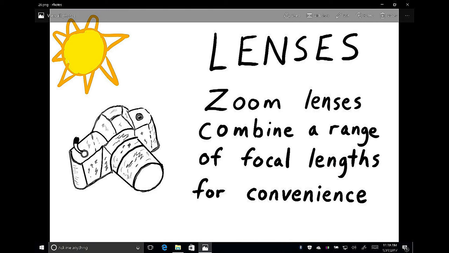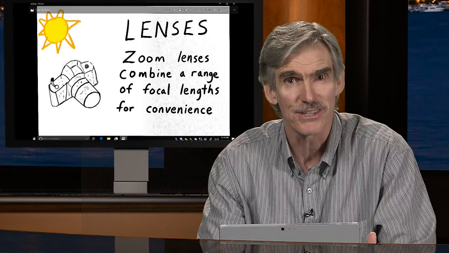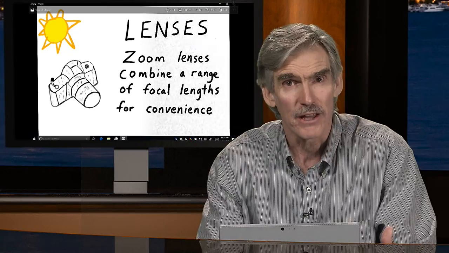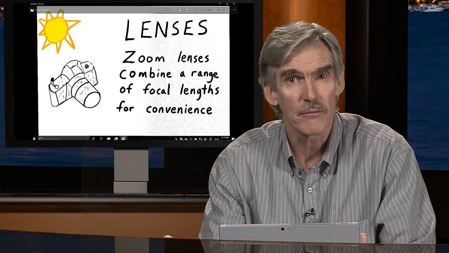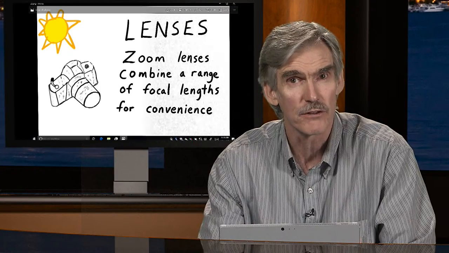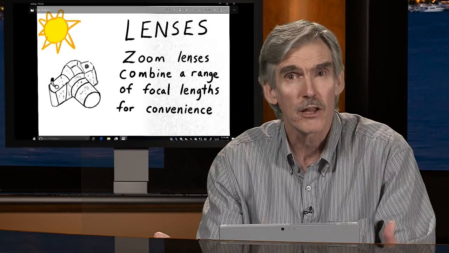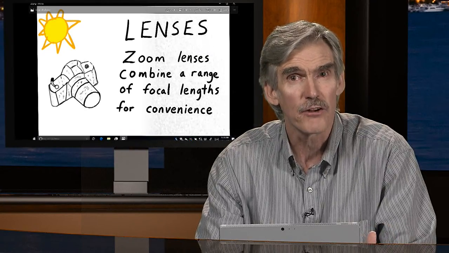Now, zoom lenses have been developed to combine a range of focal lengths. We need to have a range of focal lengths for convenience, because in the old days, photographers used to have to carry around a whole bag full of lenses. They needed the wide-angle lens, they needed the normal lens, the 50 millimeter, they needed close-up lenses, depending upon what situation they might find themselves in. So in order to make it easier for photographers, we developed the zoom lenses to take care of that.